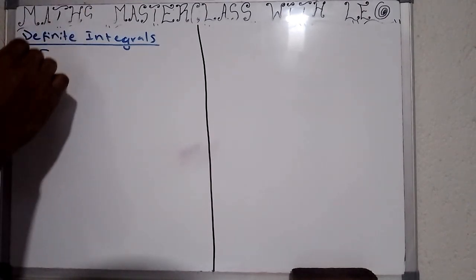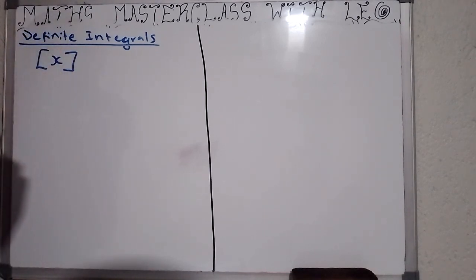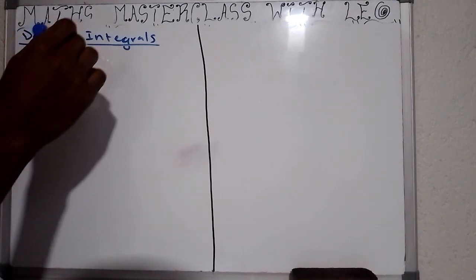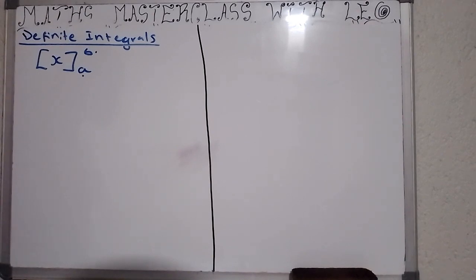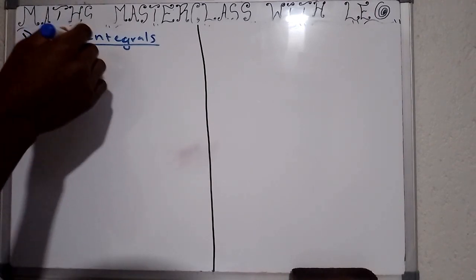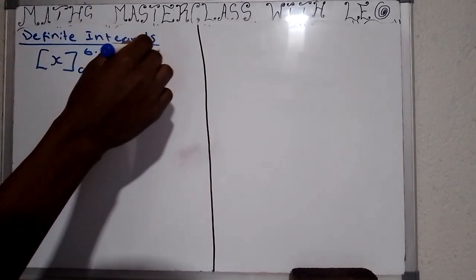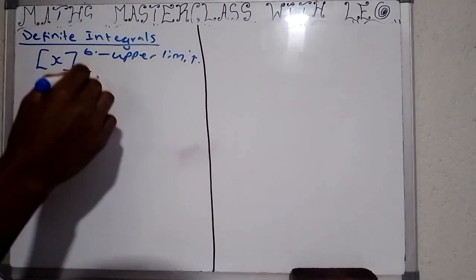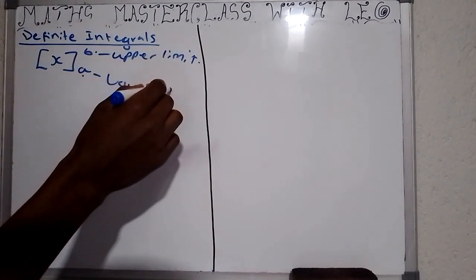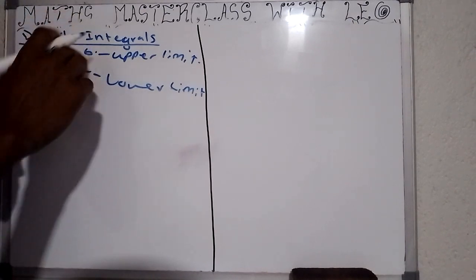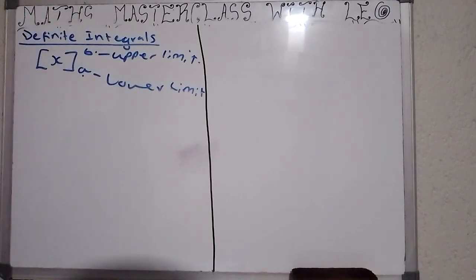An example of a limit is something like this. My x will start at a and end at b. That is a limit. So in this case, the upper limit is called b, and the lower limit is a. This is the upper limit, and this is the lower limit.